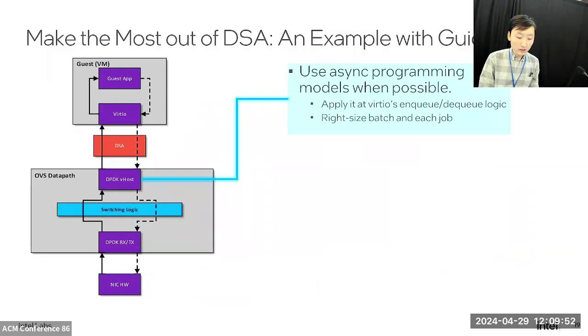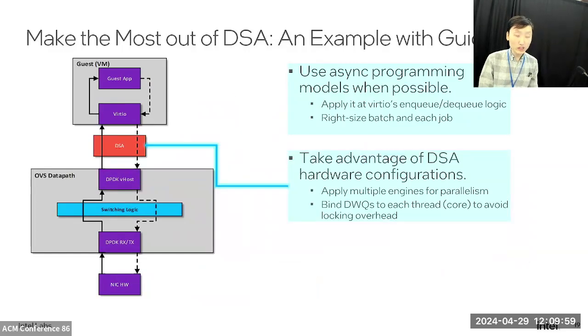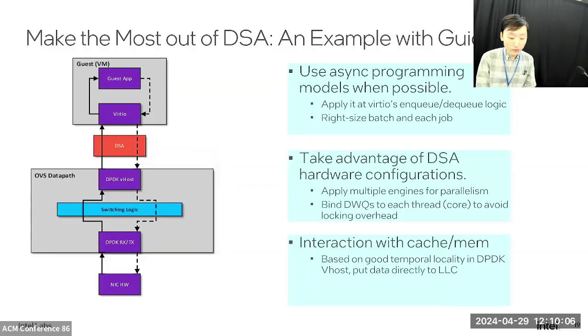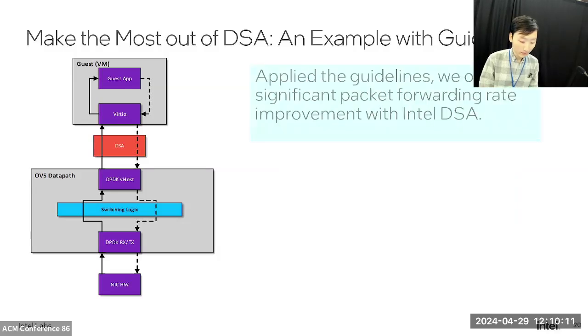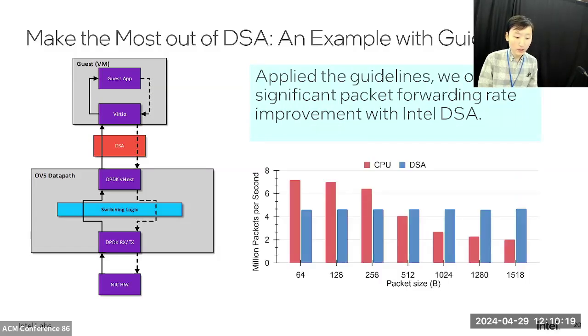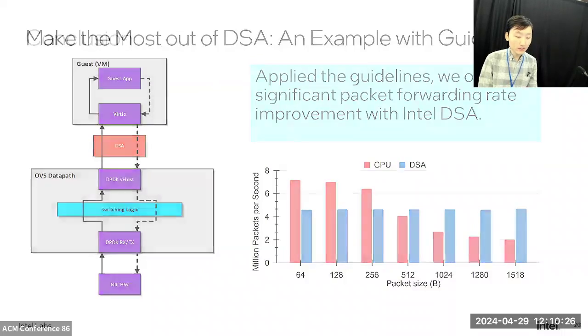So we have several guidelines for the software developers. Some of them are about the programming model and task size, and some are about the DSA hardware configurations, such as the engine and SWQ or DWQ usage. And some are about the right way to interact with the cache and memory hierarchy. With those guidelines applied in the DSA adoption to vhost, we see significant packet processing improvement compared to the CPU, where DSA can help process the packets with different sizes at a constant rate.